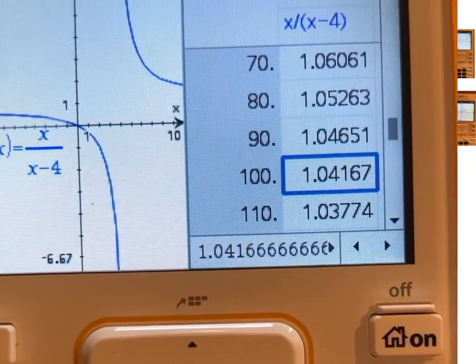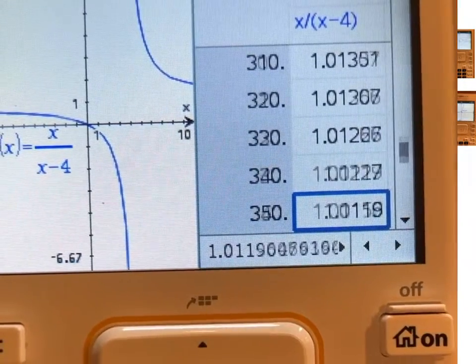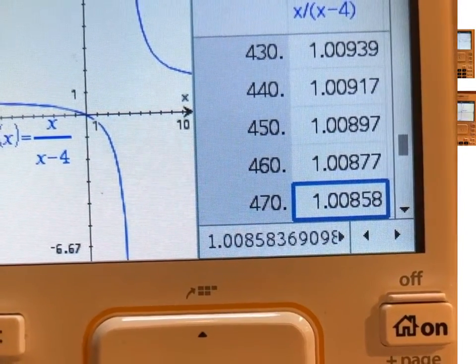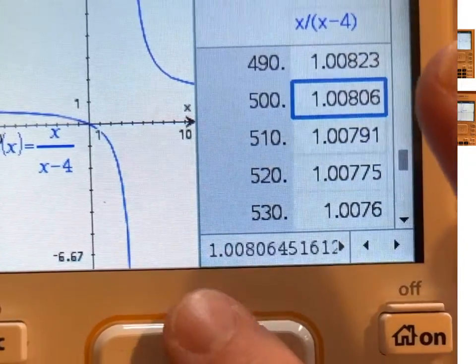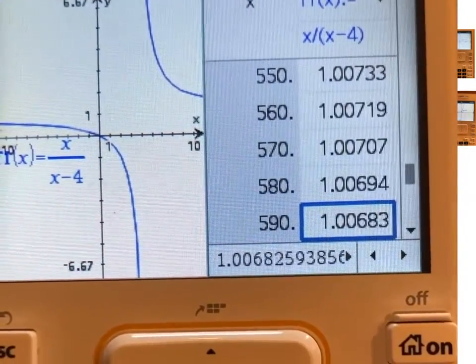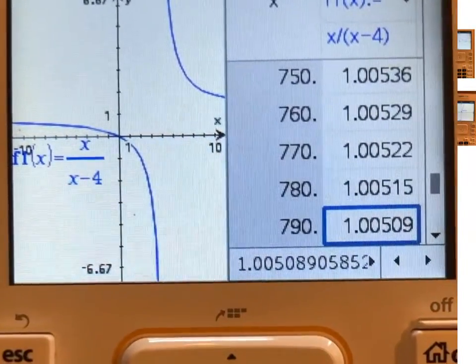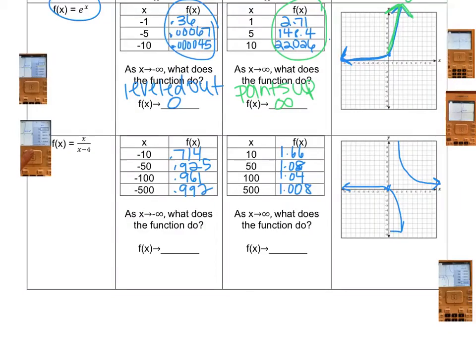100, 1.04, and all the way to 500. It looks like at 500, we're at 1.008. So as I keep going into the positive direction, my y's keep getting closer and closer to 1 on the right side as well. Alright, so on the left side of this graph, make sure you have these table values recorded: 0.714, 0.925, 0.961, 0.992.